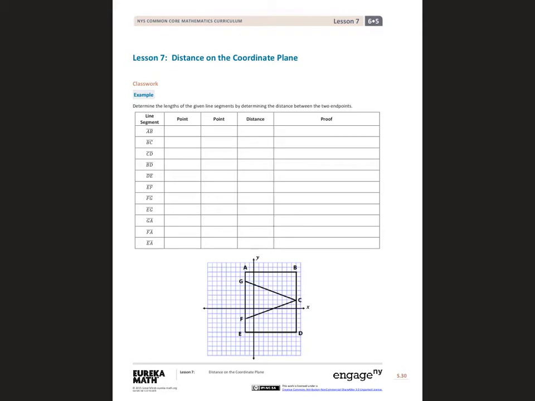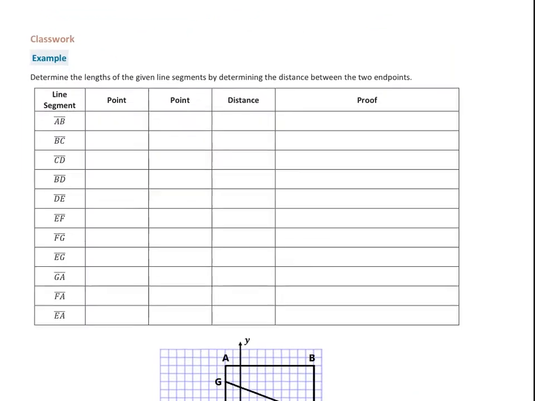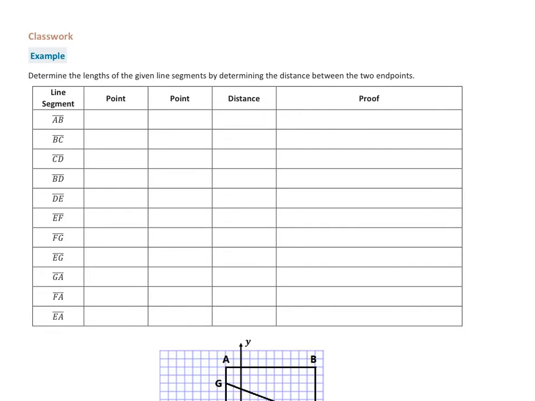So let's say from B to C would be this line right here, line BC. And so that's from point B to point C. And all we have to do is count. I mean, it's 1, 2, 3, 4, 5, 6 units apart. So in our form here, we can write our distance of 6 units.